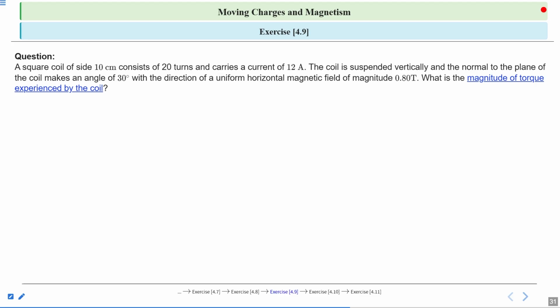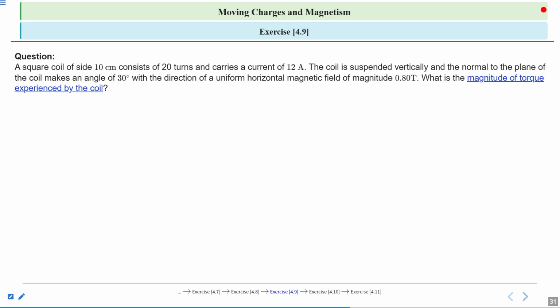Okay, so the coil is given, the side of the coil is given, it is a square coil, you have to find the area of the square coil. Number of turns is given, current is given, and it is suspended vertically, with the normal of the plane making a 30 degree angle with the direction of the uniform magnetic field. Magnitude of magnetic field is given, you have to find the magnitude of torque experienced by the coil.